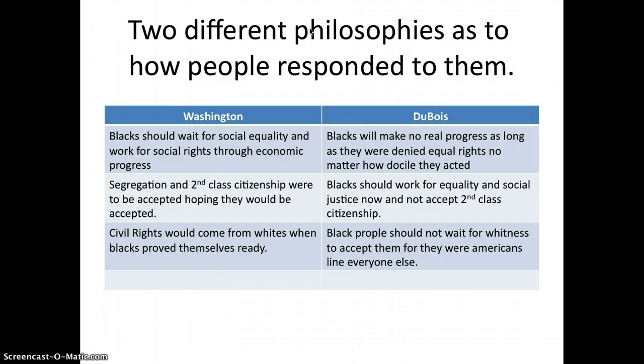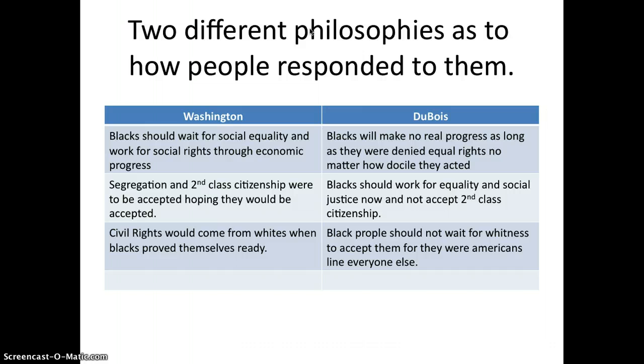His search for social equality was to work with the social rights and economic process. He wanted progress, not sudden change. Whereas Du Bois wanted to act out until action was actually taken into consideration.